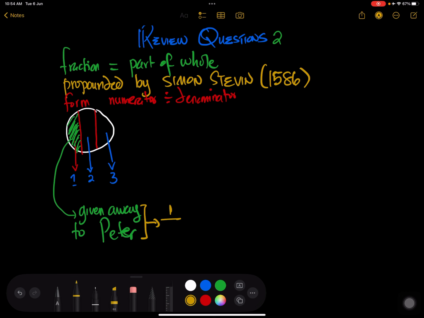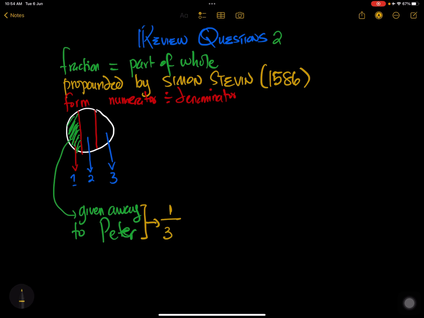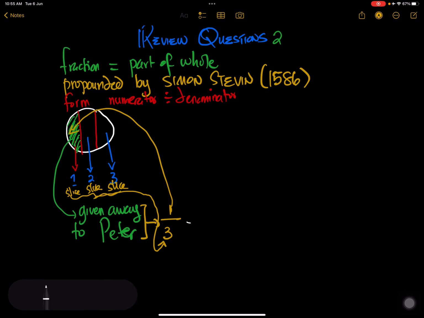So we put the one sliced portion given to Peter as the numerator. Then in the denominator, it will be what? The three slices that we have: the first slice, second slice, and third slice. These three slices are over here in the denominator. So the fraction that was given away to Peter is basically 1 over 3.